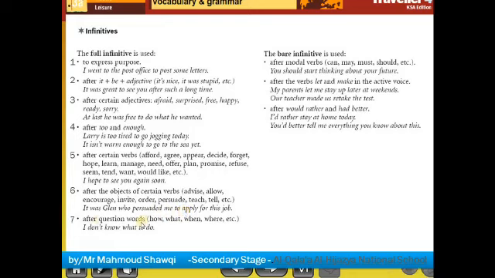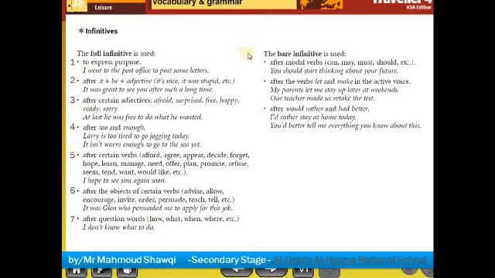Okay, number 7. After question words like how, what, when, and where. After the question words, we use to plus the verb. I don't know what to do. I don't know where to go. Okay, these are the 7 cases where we use the full infinitive.